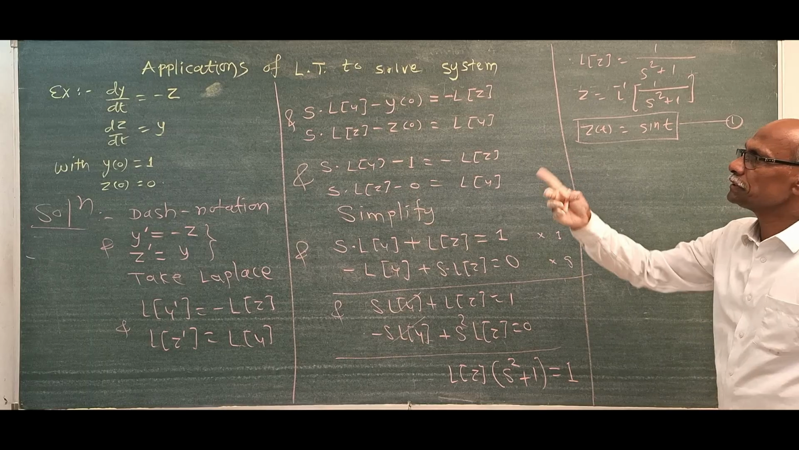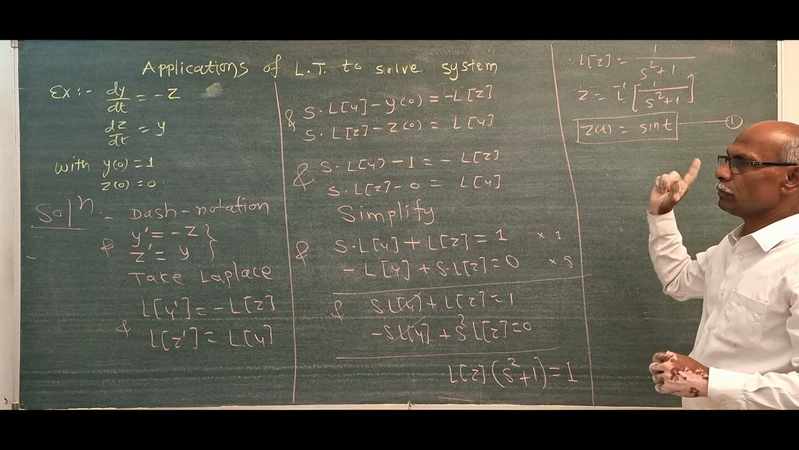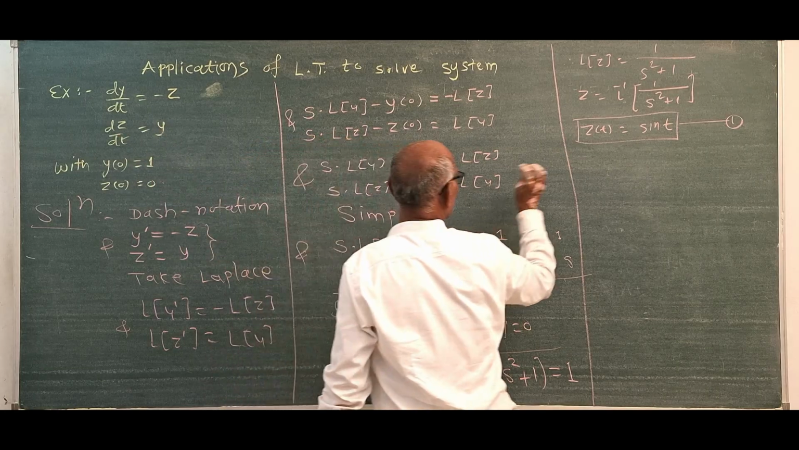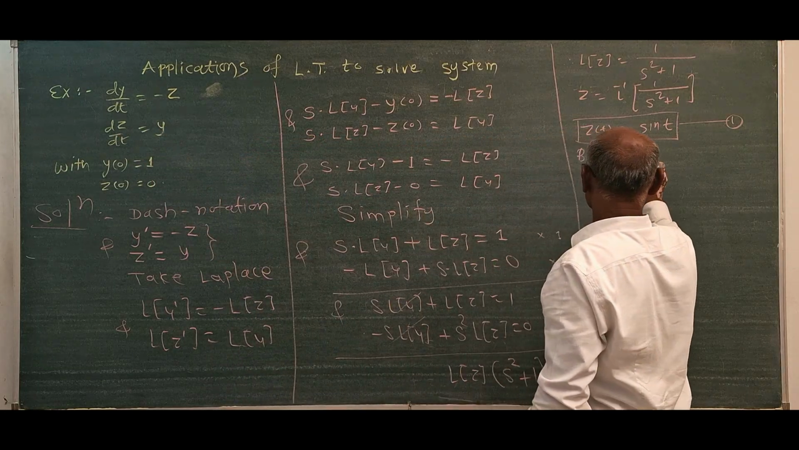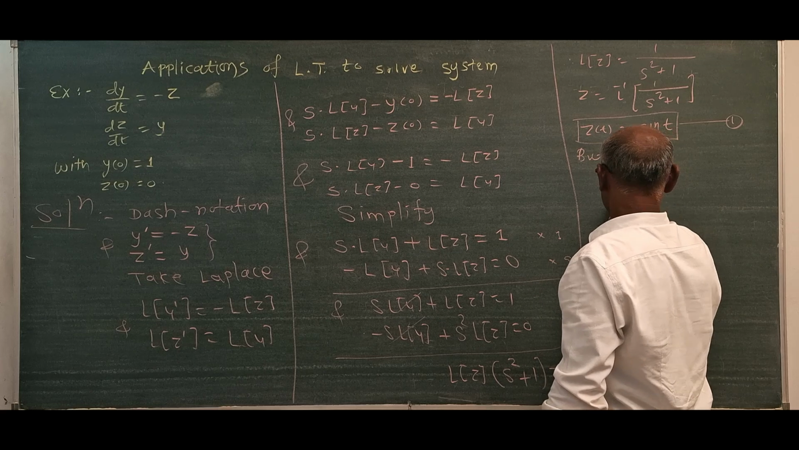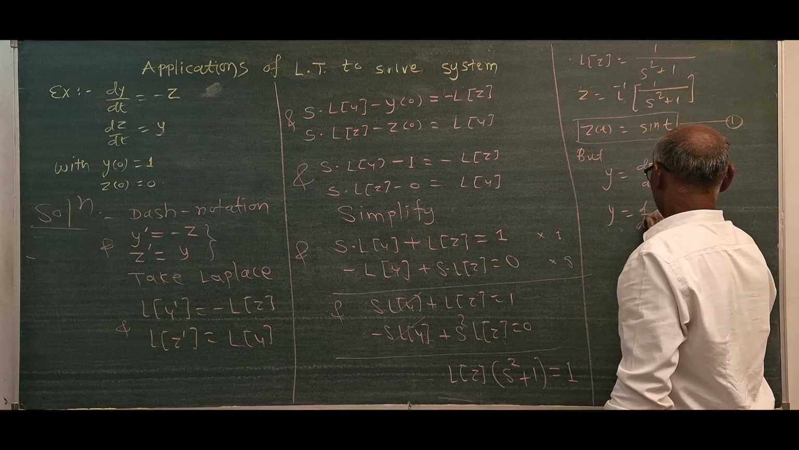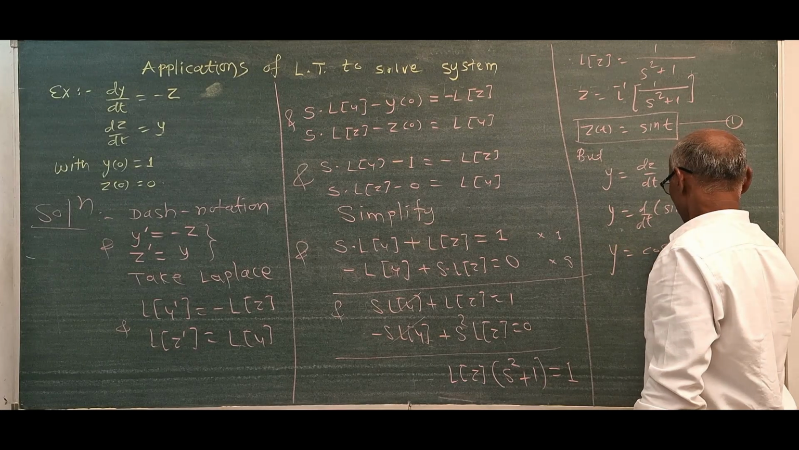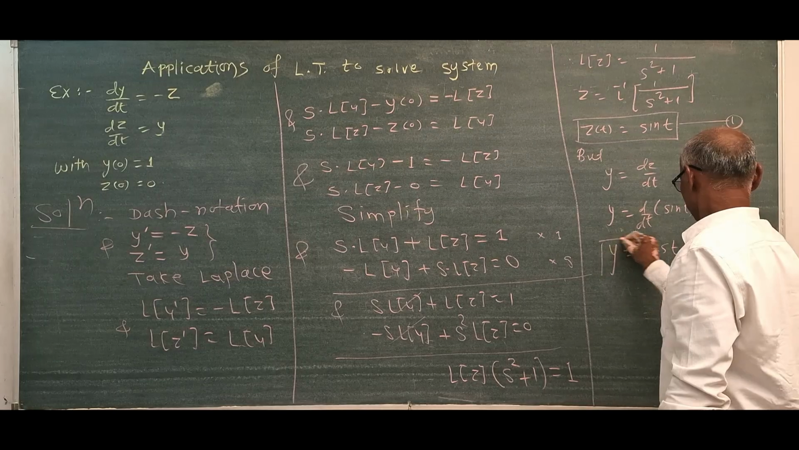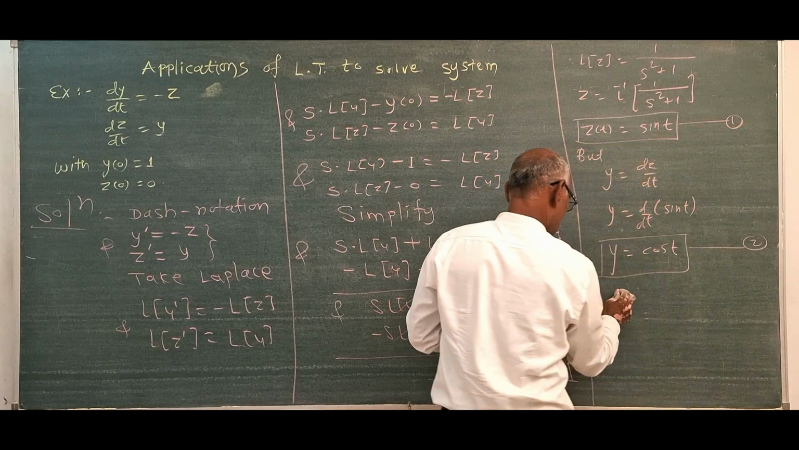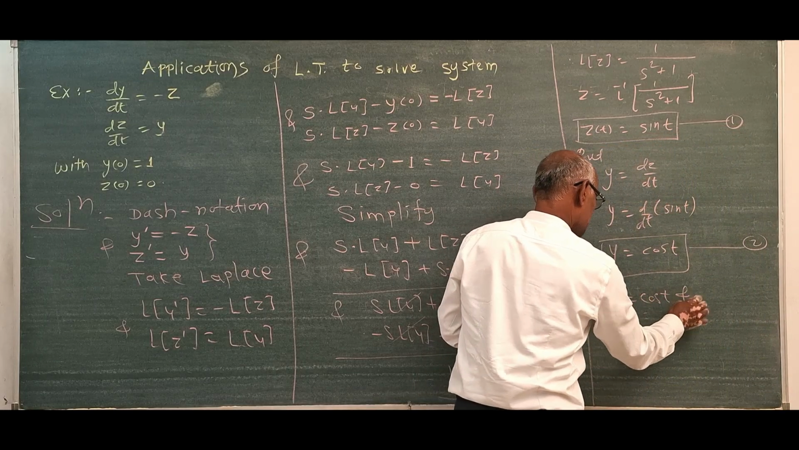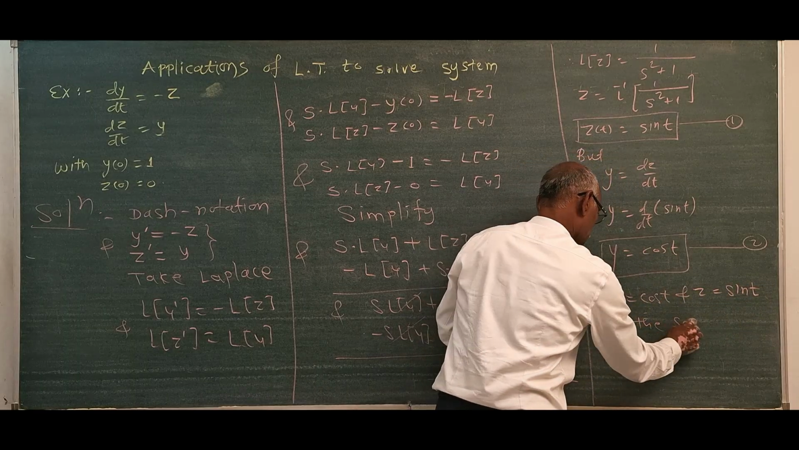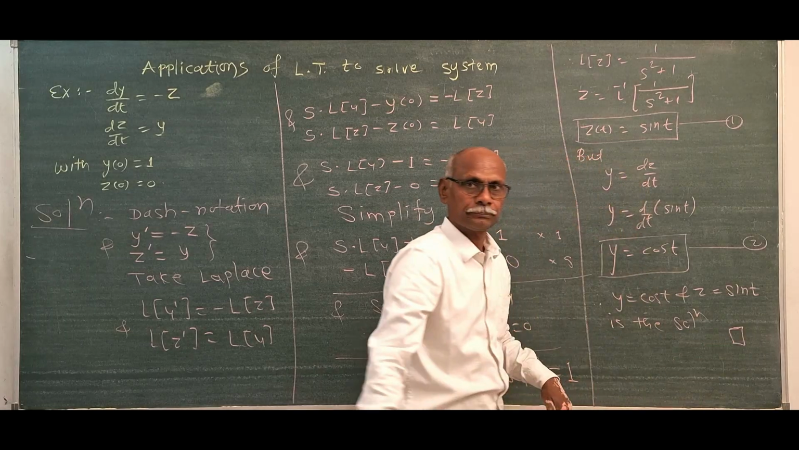So solving the system means we have to find y and z. Now we have to find y. See, this is the simplest equation to find y. y is equal to dz by dt, and therefore y is equal to the derivative d by dt of sin t, which is cos t. This is the second. So y is equal to cos t and z is equal to sin t is the solution of the system.